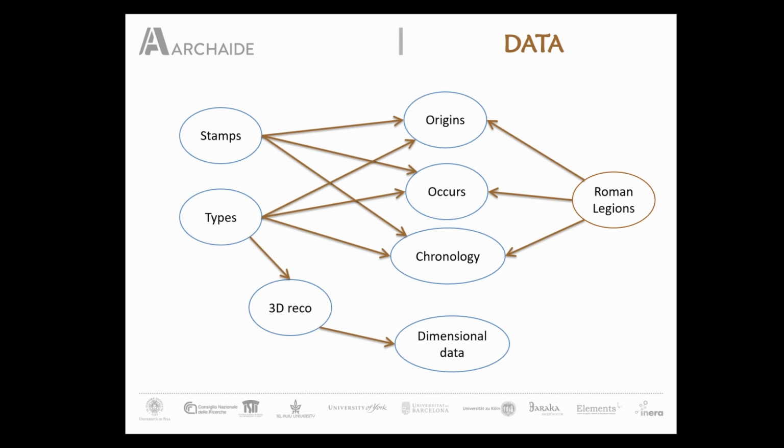The stamps, that means the workshops that produced the Terra Sigillata, which types were produced, where they were produced, where they were found, the chronology of both the types and the stamps, 3D reconstructions, 3D models in order to have dimensional data about the pottery itself, and also other kinds of data.